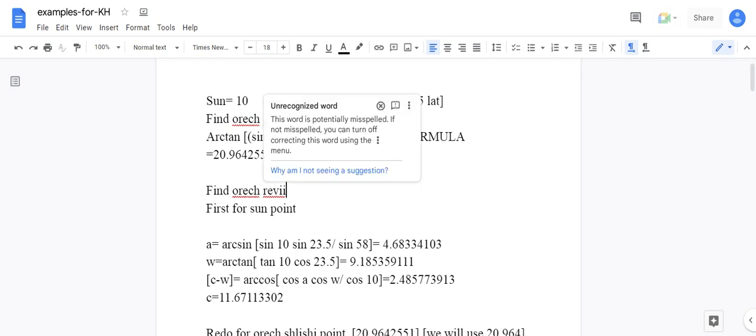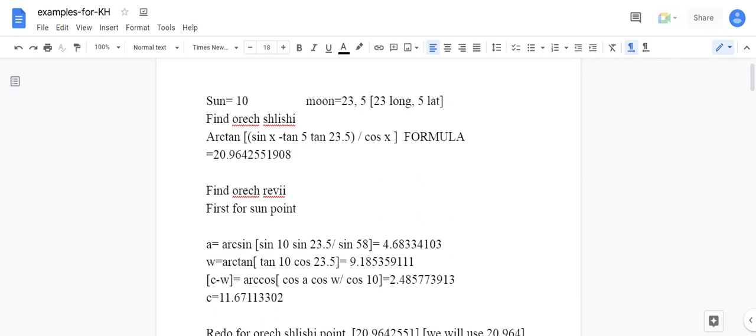Now, find Oirich Revi point. Oirich Revi, first for sun point. So Oirich Revi is quite a cumbersome calculation. There's no shortcuts for this. I tried different formulas. This is the one that the textbooks give you. So what we need to do, we need to convert 2 points, the sun point and the Oirich Shlishi point. We'll call it the fake moon because we try to imagine the moon is there at that point at the 20.964. Okay, so first we do it for everything, we do for the sun and for the fake moon.